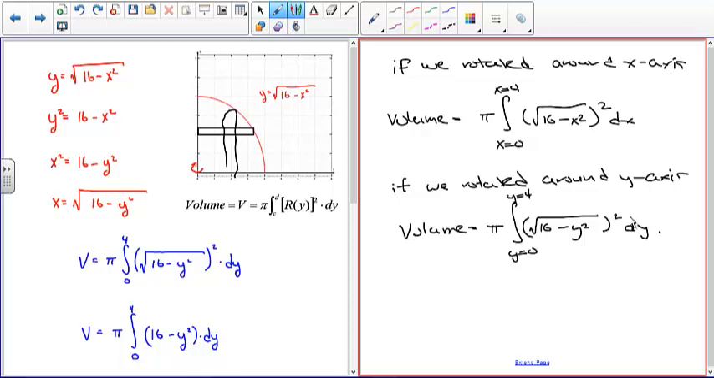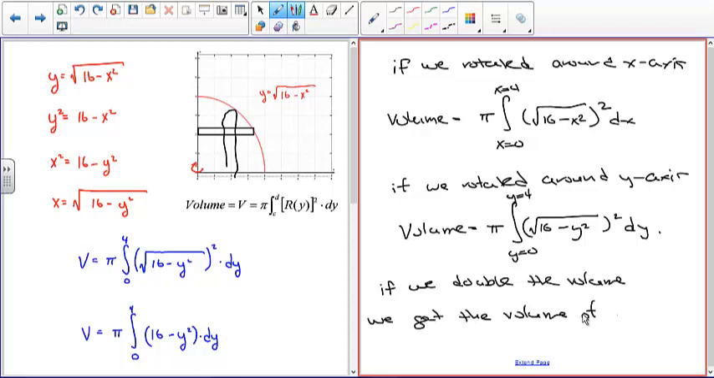And the volume we would calculate would be, if we take this volume and double it, we get the volume of a sphere, in this case a sphere with radius equal to 4.